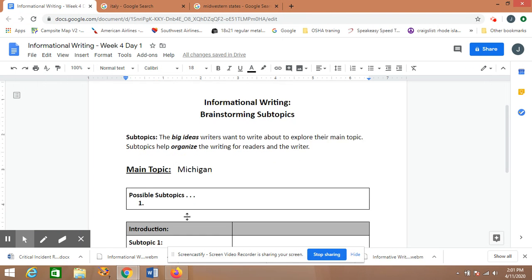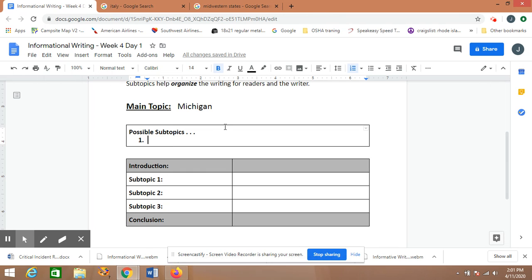So our main topic will be the state of Michigan in the Midwest. Your job will be to come up with possible subtopics and think about all the big ideas you could write about this place. It's a place, it's a state. What are the big ideas we could talk about with this place? And then you're going to make five of those and then choose the best three and just put them in these three boxes right here. Subtopic 1, subtopic 2, subtopic 3. Choose the best three that you think you could write a big paragraph about.